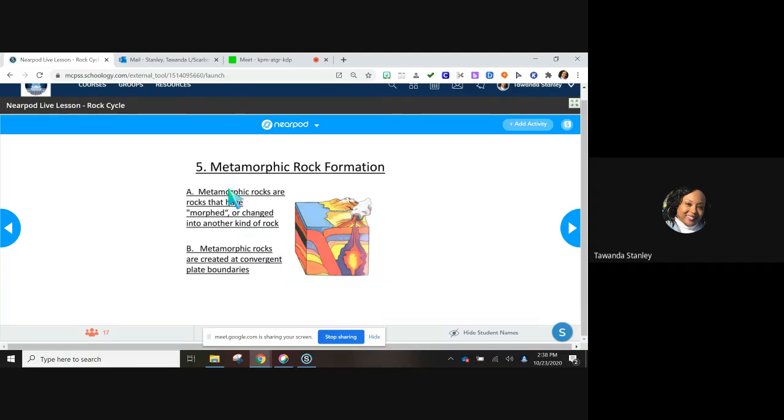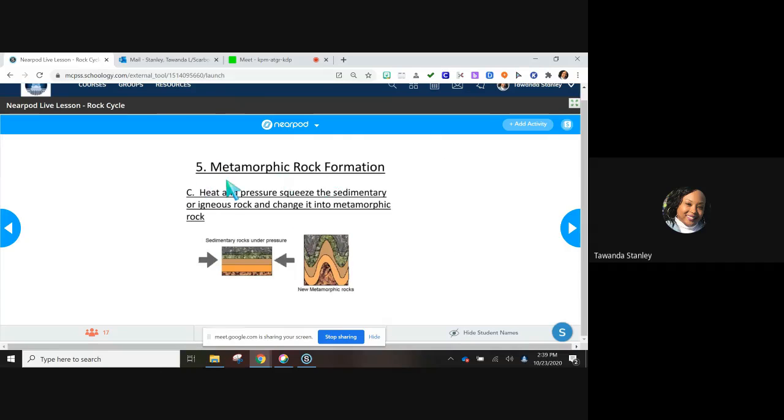Next, our final type of rock that we're going to talk about is a metamorphic rock. Metamorphic rocks are rocks that have morphed or changed into another kind of rock. The word morphed just means change. Metamorphic rocks are created at convergent boundaries, which means they are formed when two plate boundaries move towards each other, because that's what convergent plate boundaries do.